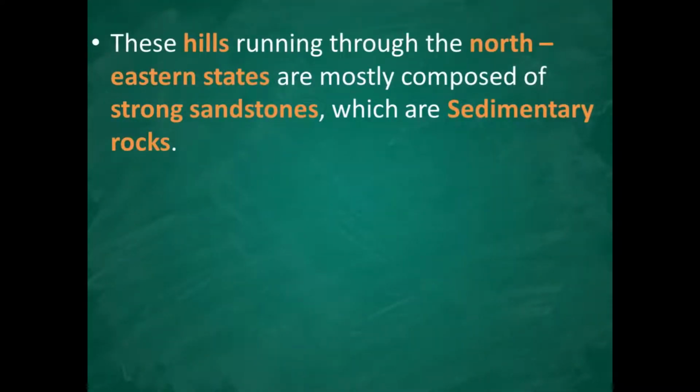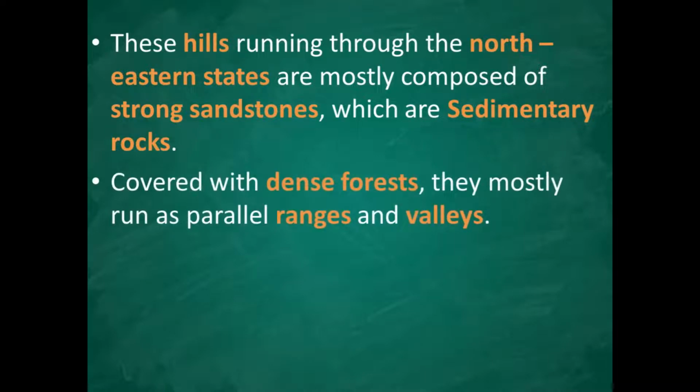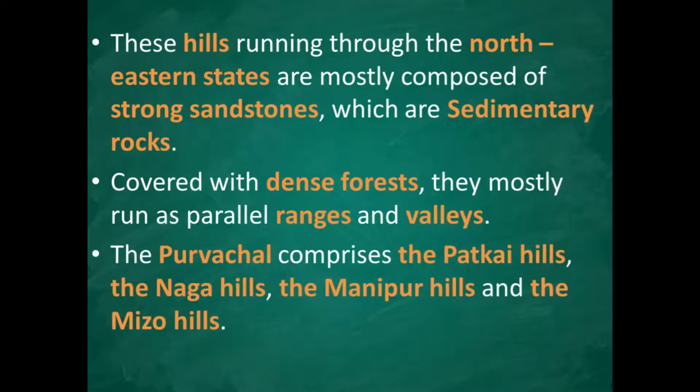These hills running through the northeastern states are mostly composed of strong sandstones, which are sedimentary rocks. Covered with dense forests, they mostly run as parallel ranges and valleys. The Purvachal comprises the Patkai Hills, the Naga Hills, the Manipur Hills, and the Mizo Hills.